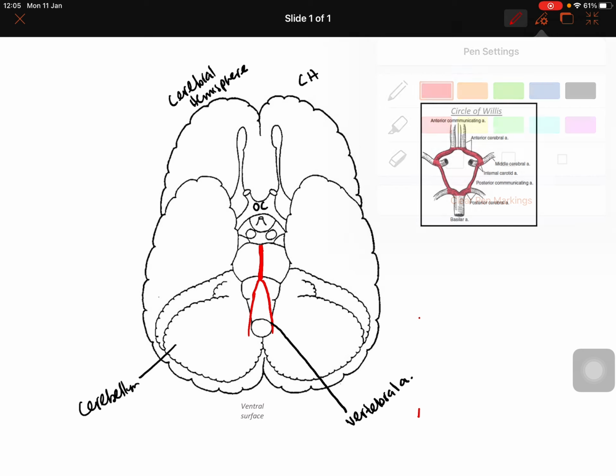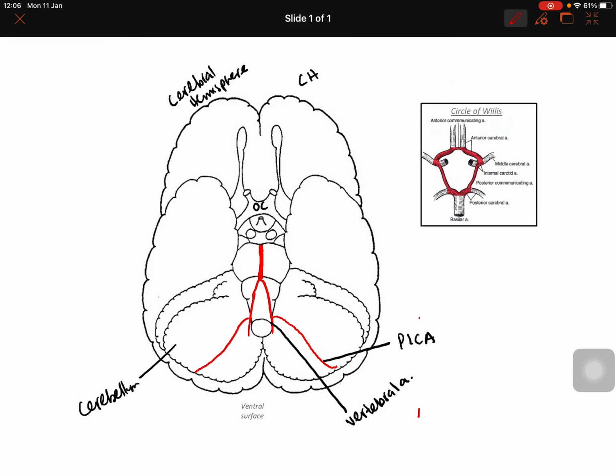Let's start drawing some of those branches straight off the vertebral artery. Let's draw the first branch here, which supplies the posterior and inferior surface of the cerebellum. We're going to give it a corresponding name: the posterior inferior cerebellar artery, or PICA for short. We have one on each side, which means they are paired.